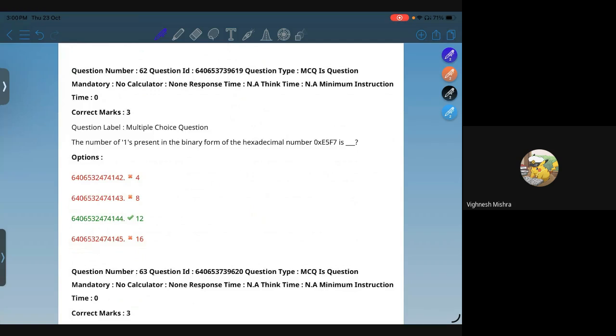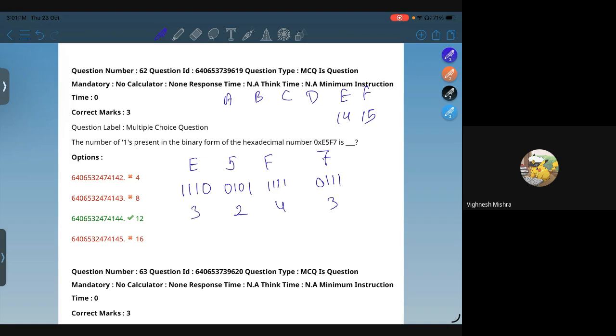Count the number of ones present in the binary form of this hex number. E5, F7, A, B, C, D, F. This is 14, this is 15. So for 14, this is 8, 4, 2, that is 1, 1, 1, 0. For 5, this is 0, 1, 0, 1. For F, it is 15, so 1, 1, 1, 1. For 7, it is 4, 2, and 1. So 3 here, 2 here, 4 here, 3 here, total 12.